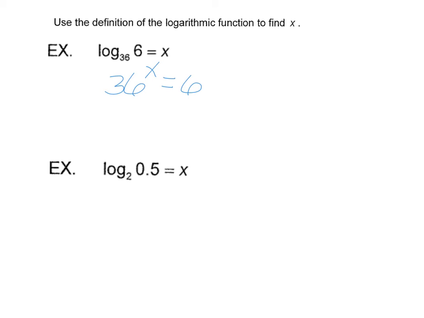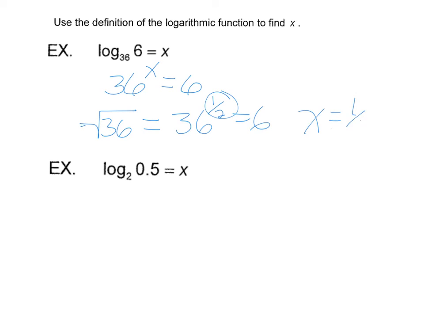Okay, so we know we're looking for this, but we need to have it in exponent form. Remember we said the square root of x is to the 1/2 power. So the square root of 36 would be 36 to the 1/2. So the 1/2 is what we're looking for. 36 to the 1/2 power is 6.